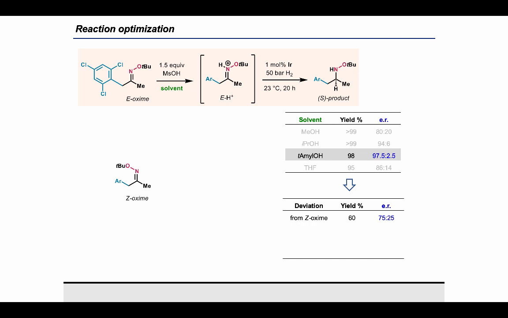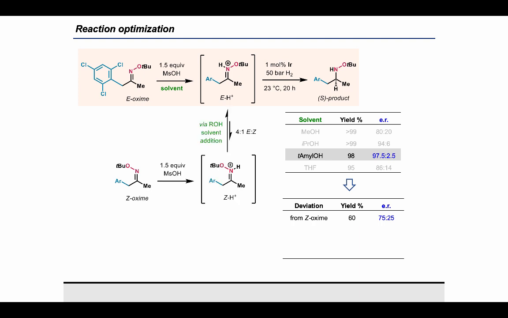Importantly, subjecting the Z isomer of the oxime to the best reaction conditions resulted in lower conversion and enantioselectivity. This result indicates a strong impact of the oxime E/Z stereochemistry on the reaction, with the E isomer being superior.